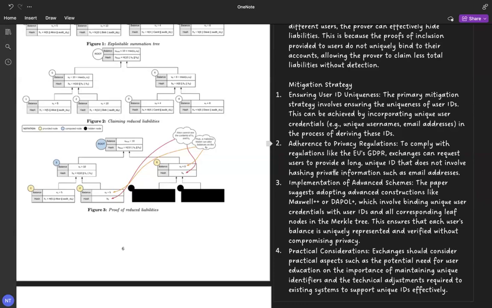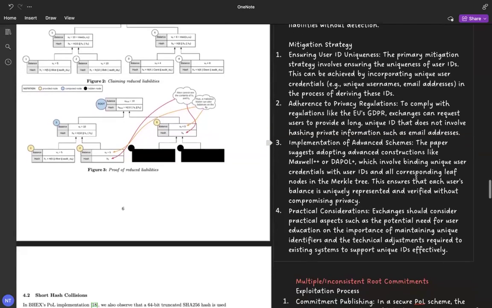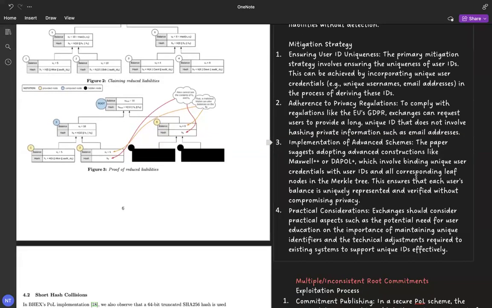So in this sense, they claim that when you are generating this unique ID, don't include any sort of PII in it, which is basically email address related info, phone numbers, things like that. The Maxwell plus plus and the distributed auditing proof of liability schemes both implement a strategy like this, where, when building the tree, it checks for the uniqueness of the user ID.